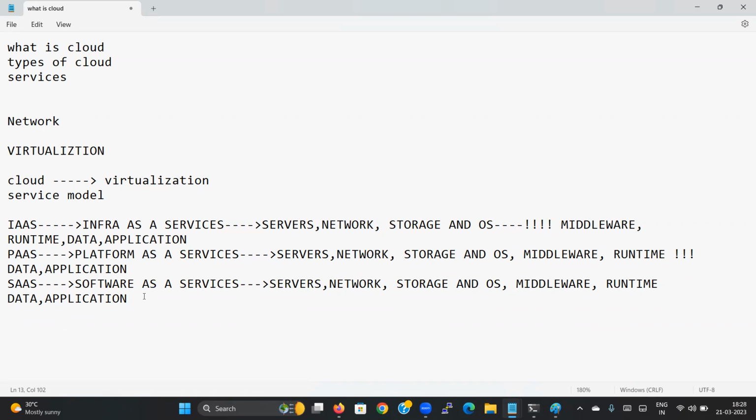Okay. Now, coming back to the next topic, types of cloud. What are the different types of clouds? If you are unable to answer, please ping me in the chat box so that I can reply. At least you can do that.